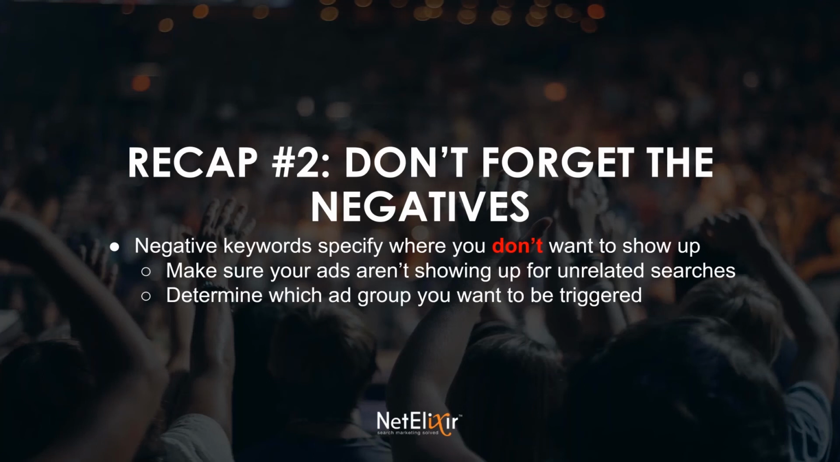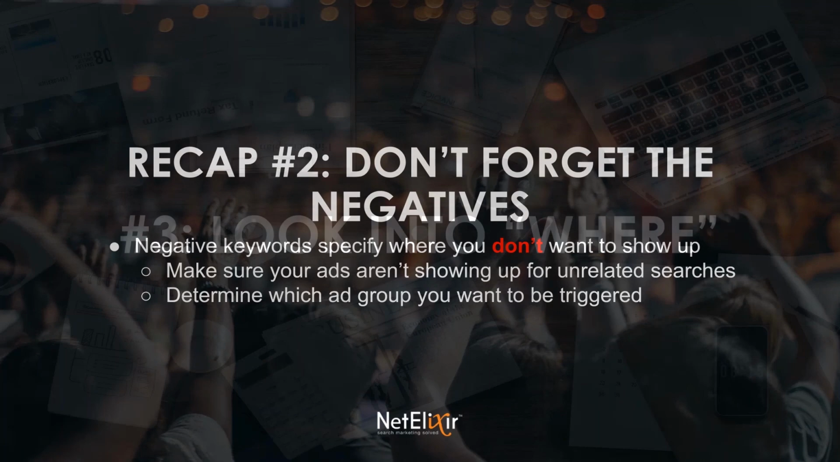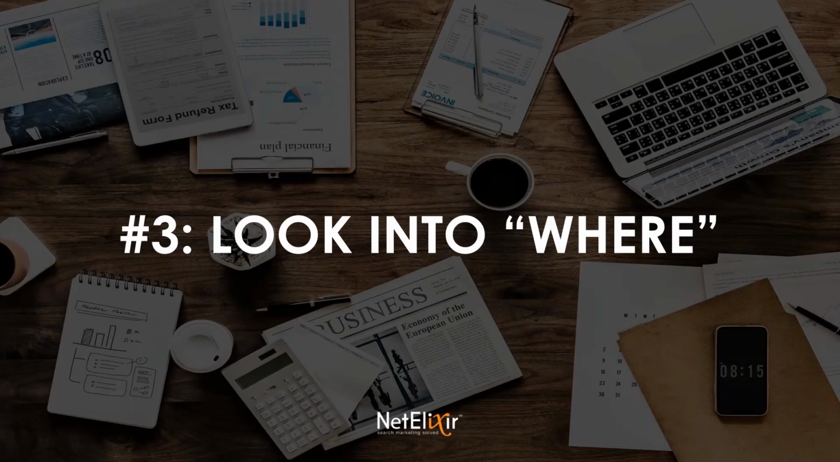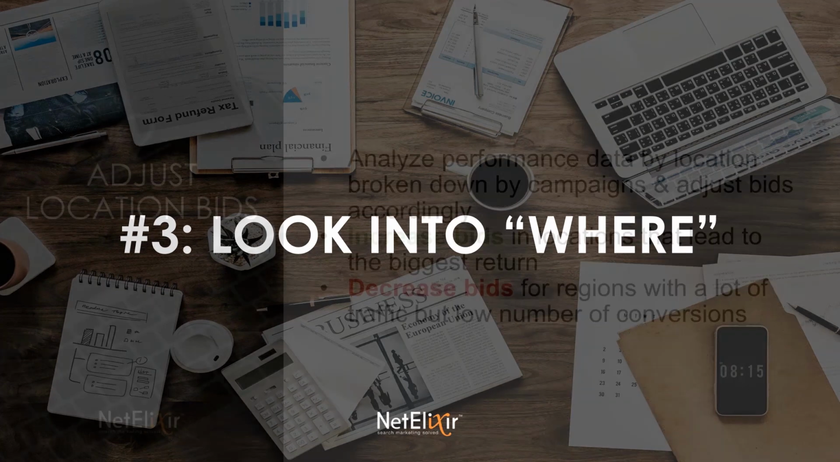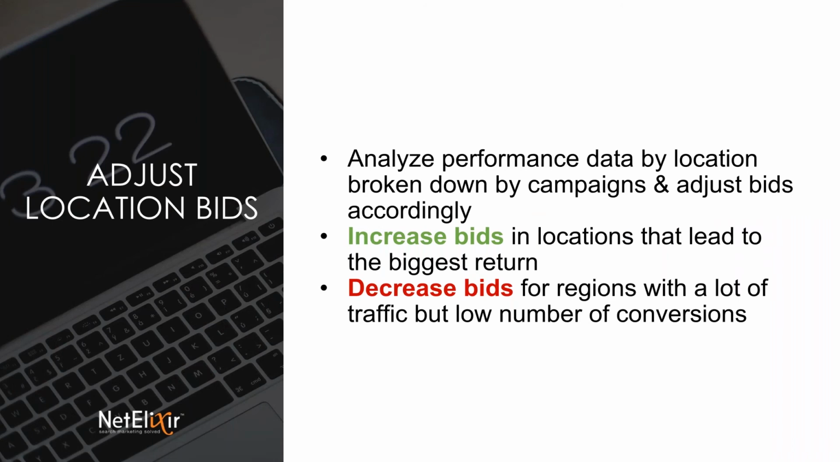Looking into the where. You'll learn how to analyze your account, figure out what locations are doing better than others, and make the right changes. All right, for our next optimization, we'll be looking into how you should adjust your location bids. On a weekly basis, you should be analyzing how your campaigns and ad groups are performing in different locations. You can look at this data broken down by country, by regions, by cities. You can also look at it on a zip code or radius basis as well.